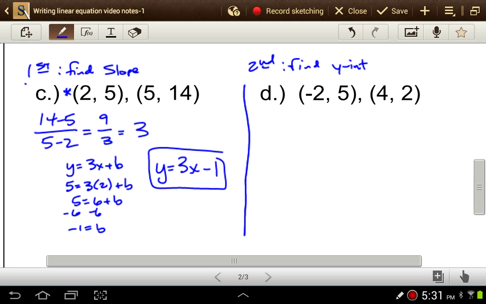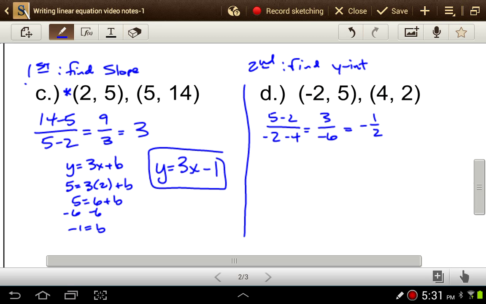Okay. Remember, these points are on that line, so I can plug them in to find out the missing piece that I need, the y-intercept, to figure out what that number would have to be to make my equation true. Okay. In this one, I'm going to do 5 minus 2 over negative 2 minus 4. That's going to give me 3 over negative 6, which is going to reduce to negative 1/2. That's my slope. Now let's find the y-intercept.